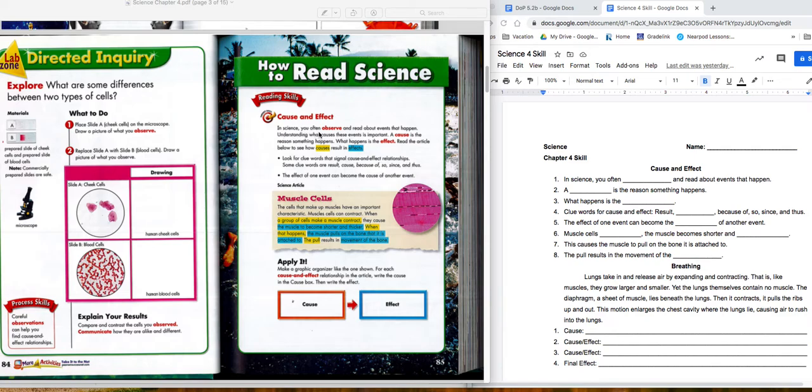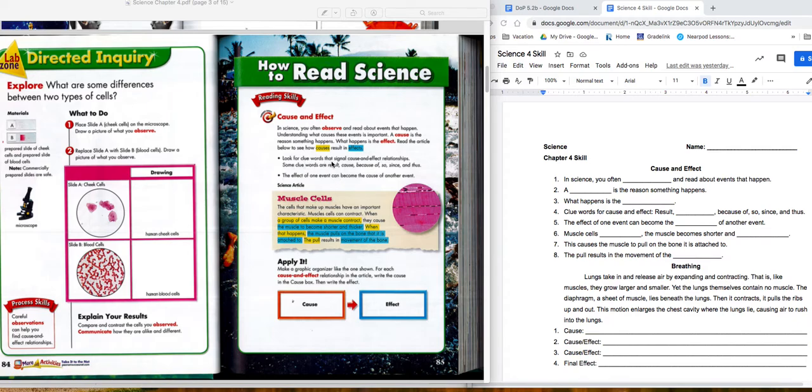Okay, it says in science you can often observe and read about events that happen. Understanding what causes these events is important. A cause is the reason something happens. What happens is the effect. We're going to read the article below to see how causes result in effects. So we need to understand the reasoning behind things. Think about that in history, guys. I want to know what caused World War I so that I hopefully don't let World War II happen. So we're constantly looking at what's happening and saying, can we avoid the negatives in the future and can we make the positives? Figure it out.